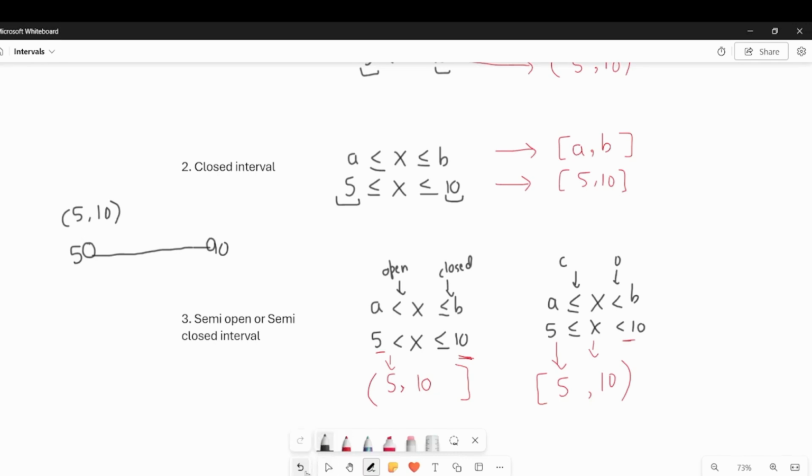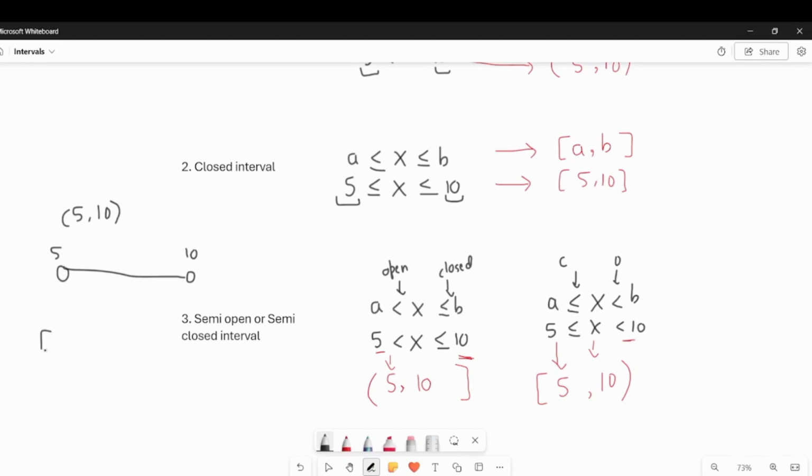I think I need to draw it again. It's not that clear. So wait a minute. What we will do here is draw a line and put hollow circles on both the ends. One end is showing us 5, the other end is showing us 10, and it means that all the values in between 5 and 10 are included, but 5 and 10 are not included. So we always use hollow circles to represent open interval.